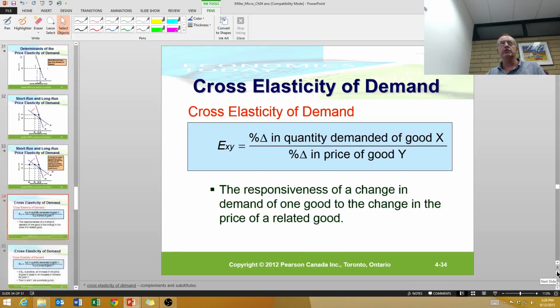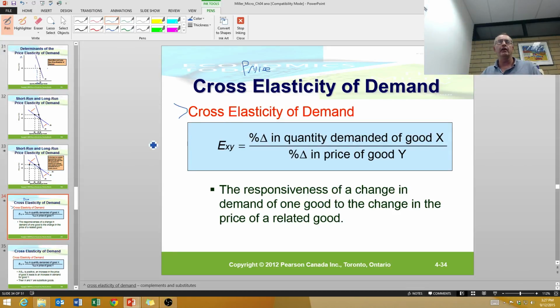Okay, so the next little section deals with what the book calls cross elasticity of demand. I call it cross price elasticity of demand because it's still dealing with prices, which is a little bit different than income, which we're going to see very shortly. But anyways, cross price elasticity of demand simply means the percentage change in the quantity demanded of one product due to a price change in a different product.